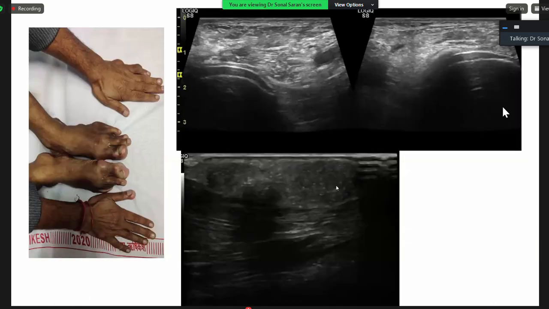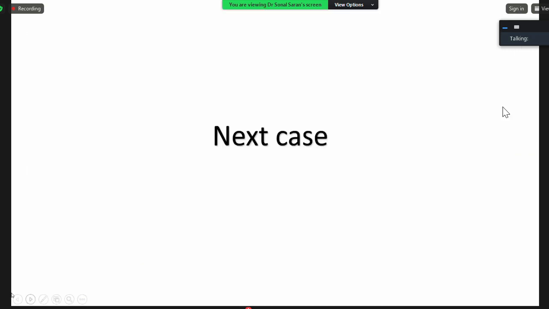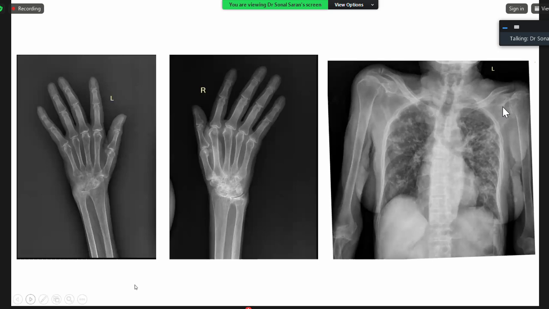So these are the radiographs. These are the ultrasound images where we can see double contour sign, as I have already showed you. And this is the ultrasound image of the tophus. And these are the clinical photographs. Again, same thing. Double contour sign indicates gout. And so this was a case of gout.